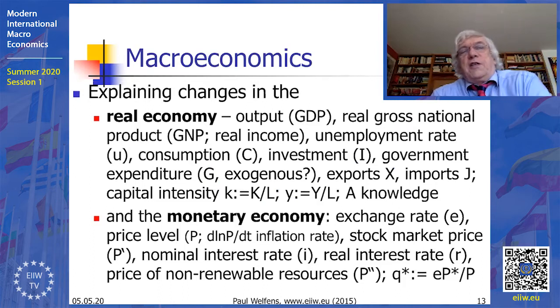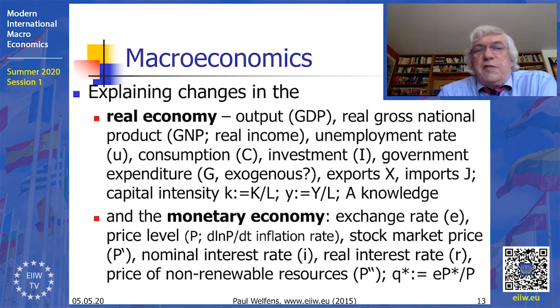Okay, let's explain changes in the real economy. Then we talk about output, the real gross national product, as I emphasized, GNP. Unemployment rate, important, consumption, interesting, investment, government expenditures. Okay, is this G, real government expenditures, is this really exogenous? Yeah, we often assume it is exogenous, and that's fine for many model settings.